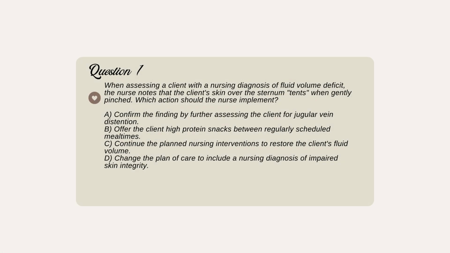First question. When assessing a client with a nursing diagnosis of fluid volume deficit, the nurse notes that the client's skin over the sternum tents when gently pinched. Which action should the nurse implement? A. Confirm the finding by further assessing the client for jugular vein distension. B. Offer the client high-protein snacks between regularly scheduled mealtimes. C. Continue the planned nursing interventions to restore the client's fluid volume. D. Change the plan of care to include a nursing diagnosis of impaired skin integrity.